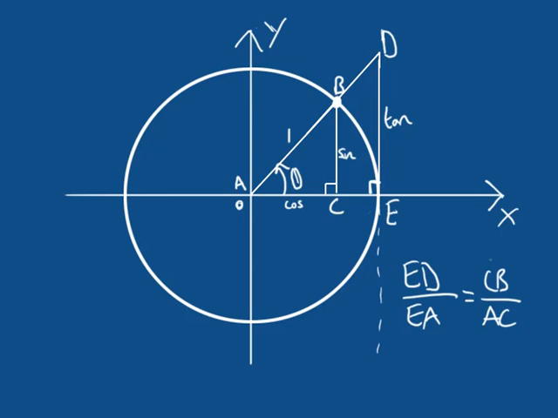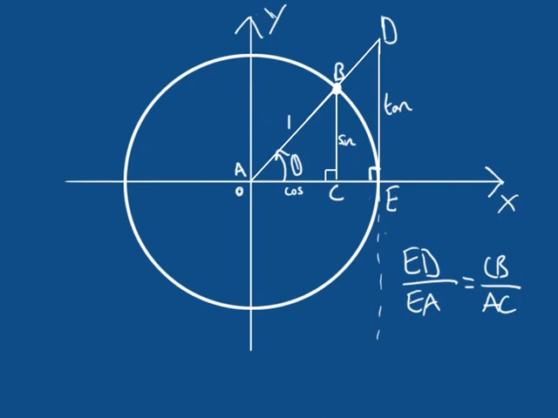But we actually know quite a lot of information for these edges. We know, firstly, that EA or AE is a radius line, and our radius is 1. So that means that EA is actually a value of 1 unit. And we know that anything divided by 1 is simply itself. So that means this divide disappears. So ED is equal to CB over AC. Well, ED is our tan of theta.